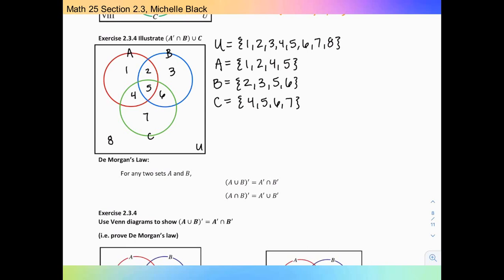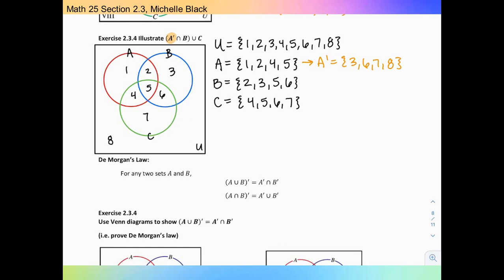One of the first things we need to figure out is A complement, because we need that set as well. So I'm going to write that over here. I just compare A to the universal set. I take everything from the universal set that's not in A. So that's going to be 3, 6, 7, and 8.